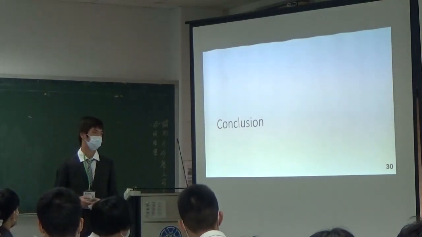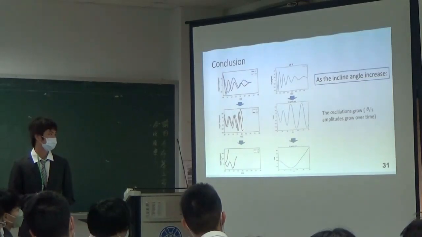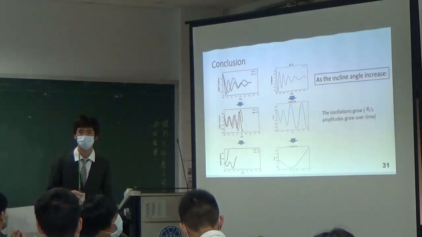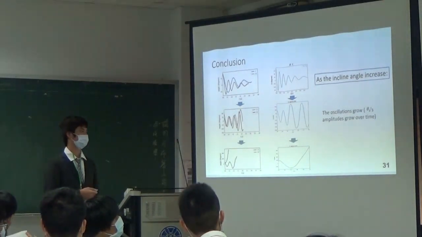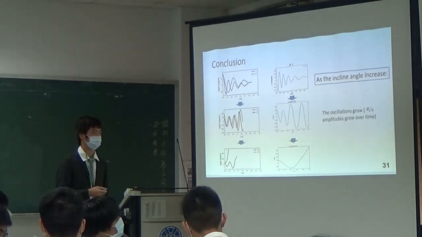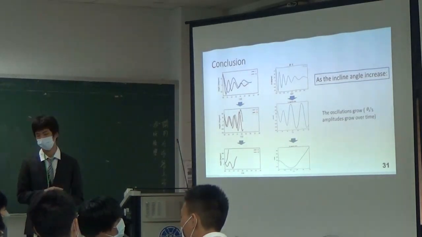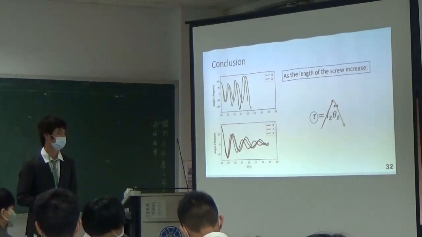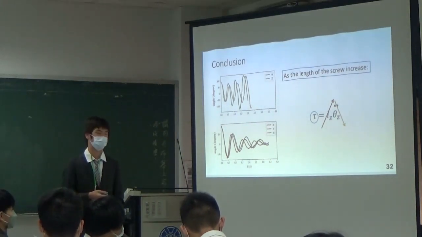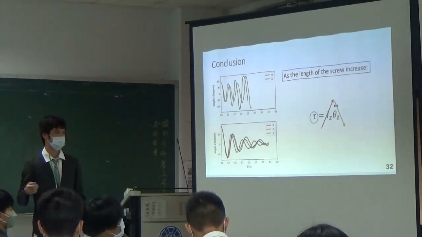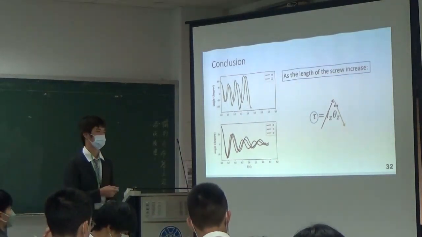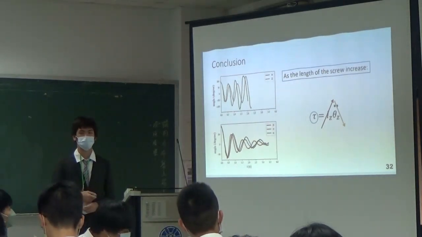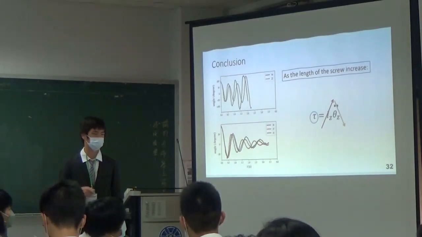I would like to conclude my presentation. At first, as the incline angle increases, the oscillations will increase because of the gravitational potential, and we ran the simulations and found that it agrees with our experiment. And as the length of the screw increases, the total torque caused by gravity at the same incline angle would remain the same. So as the moment of inertia increases, the oscillation angle will decrease.